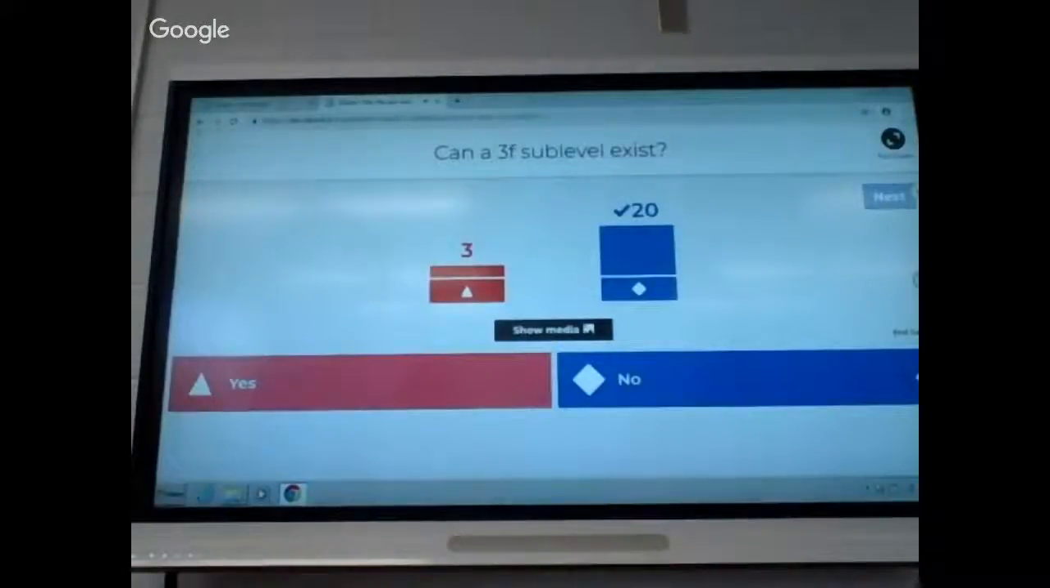All right, so number it's also about time. So 3F. Can an F exist in a third sublevel? No. In a 3, you have to have at least an SPD. So an F has to be a 4 or higher.